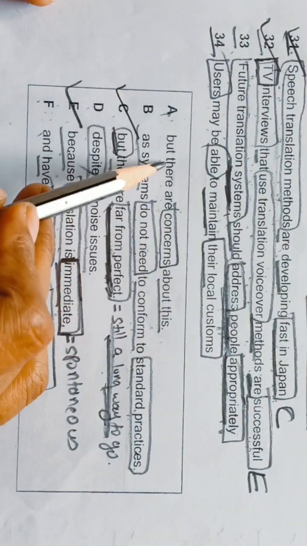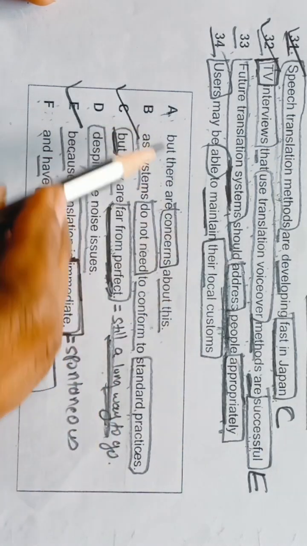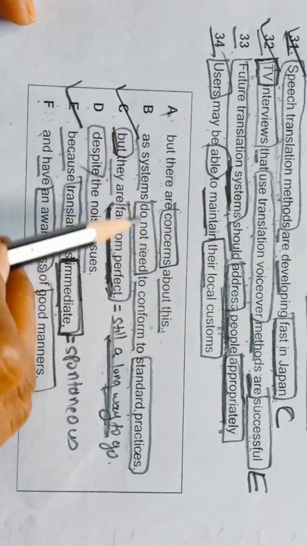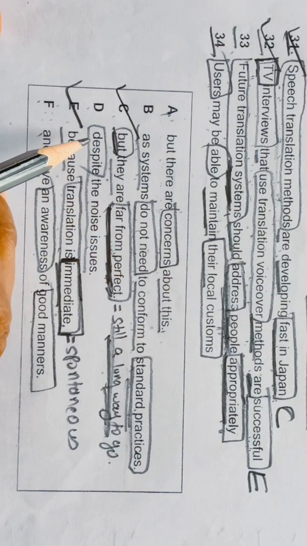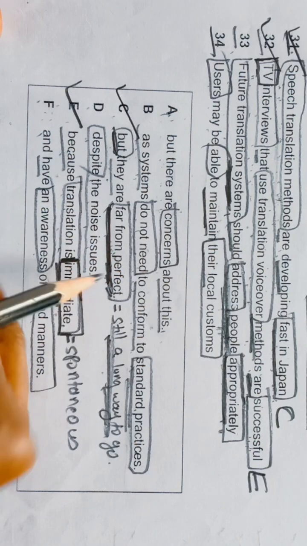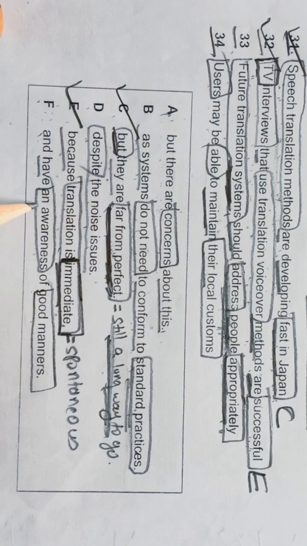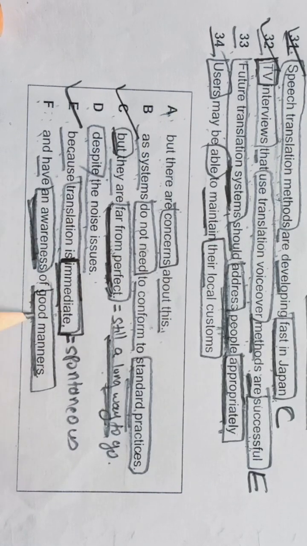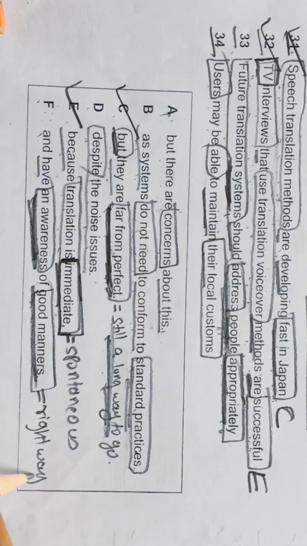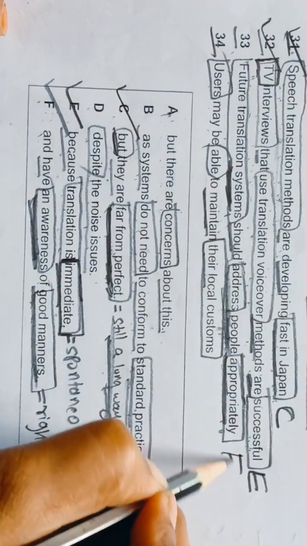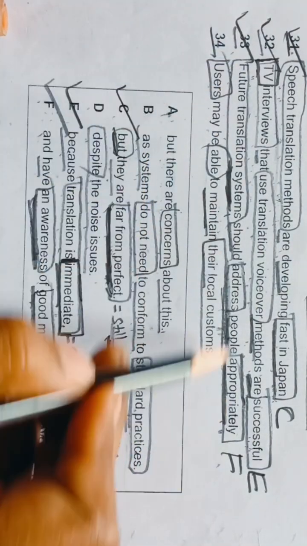Our first option is, but there are concerns about this. We have not seen anything regarding this. A system does not need to conform to standard practices. This also we have not seen. Despite the noise issue, this also we have not seen. And have an awareness of good manners. Yes, awareness of good manners means right way. They are talking about right way. So we will write F in front of 33 in our answer sheet.